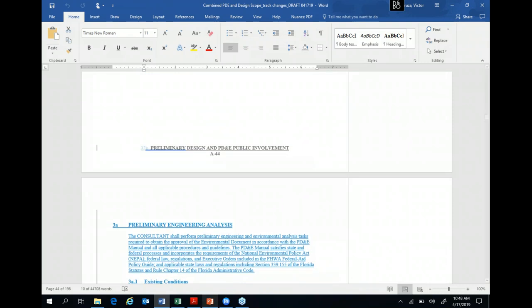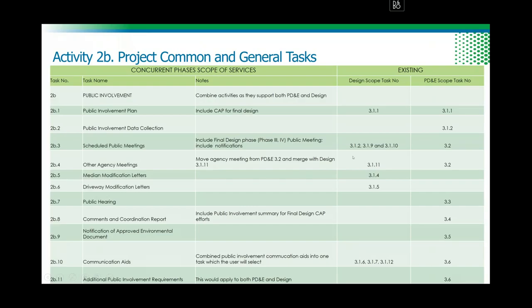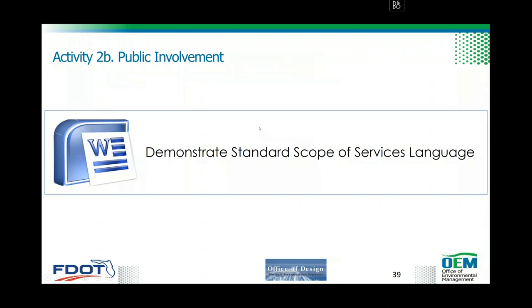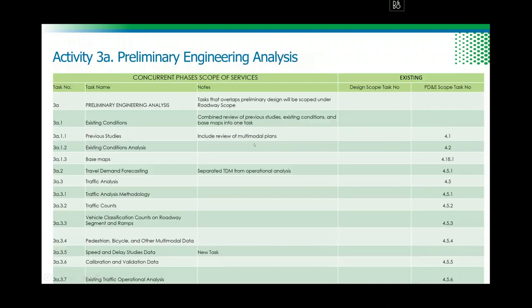Okay, so the presentation is about combined activities as they support both PD&E and design. A public involvement plan includes a CAP for final design. We don't say CAP, we just say public involvement plan. It's all about involving the public, involving the agencies, involving the community. The name is going to be slightly changed for the folks who've never done PD&E, but it's going to be the same information as we see it right now. Okay, so I've already demonstrated that.